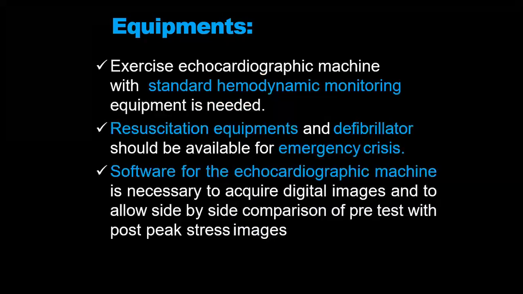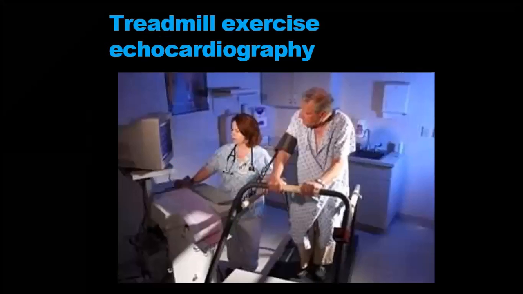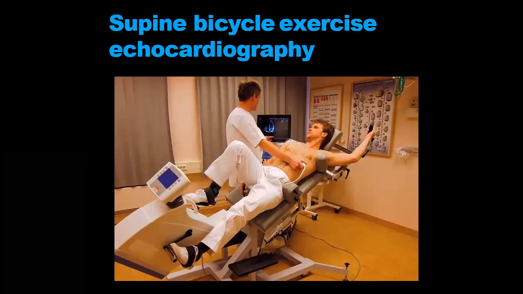What are the equipment? Exercise echocardiographic machine with standard hemodynamic monitoring equipment is needed. Resuscitation equipment and defibrillator should be available for emergency crisis. Software for echocardiographic machine to gain digital images. And performing the test: exercise stress echocardiography is usually done on a treadmill, upright bicycle or supine bicycle. This is the picture of a treadmill exercise echocardiography, and this is supine bicycle exercise echocardiography.